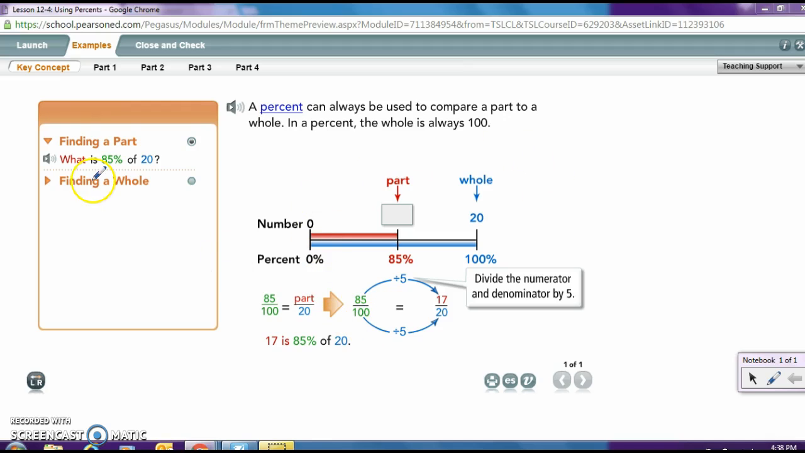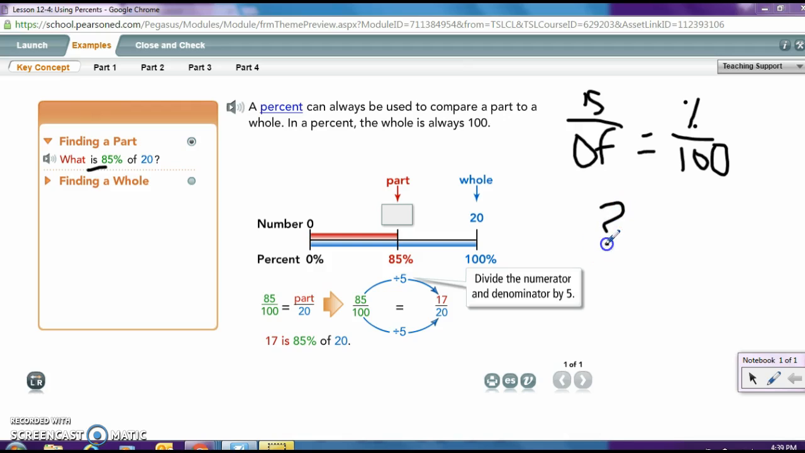Now, before you look at this graph, don't get freaked out. What I want you to do is write a little note in your notes, and I want it to say is over of, and it'll make sense in a minute, is equal to your percent over 100. Now, don't freak out looking at this, but if you use your keywords, you can figure out what you need. So they're saying what is, so if I don't know what is, I know I'm going to have to put a question mark over.